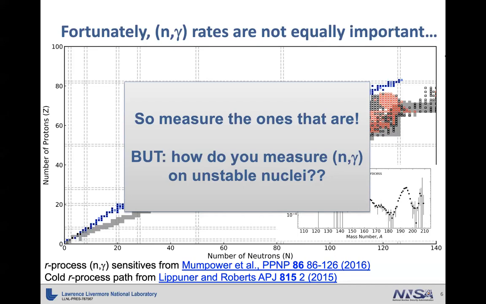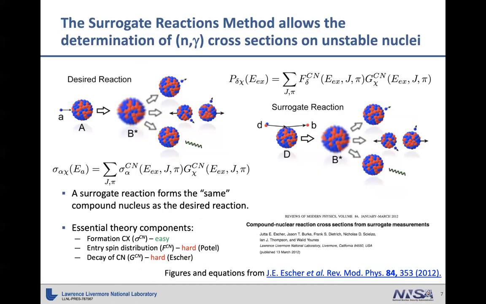We can't make direct measurements in normal kinematics. We can't make direct measurements in inverse kinematics either, because we don't have neutron targets. Seems obvious. So we need to come up with some way to indirectly constrain these cross sections. And the way that we have developed to do this is called the surrogate reactions method. So this is a method that was invented in the 70s to constrain properties of neutron-induced fission reactions.